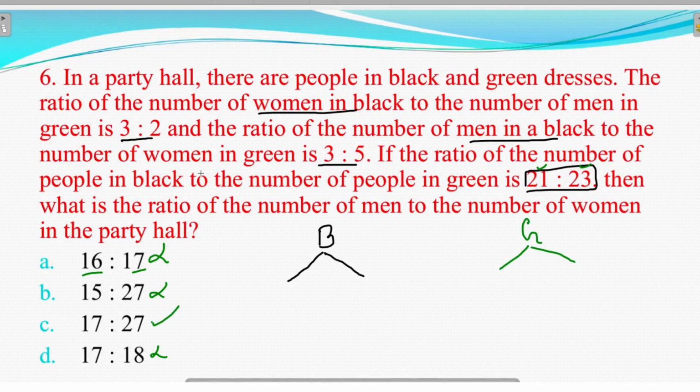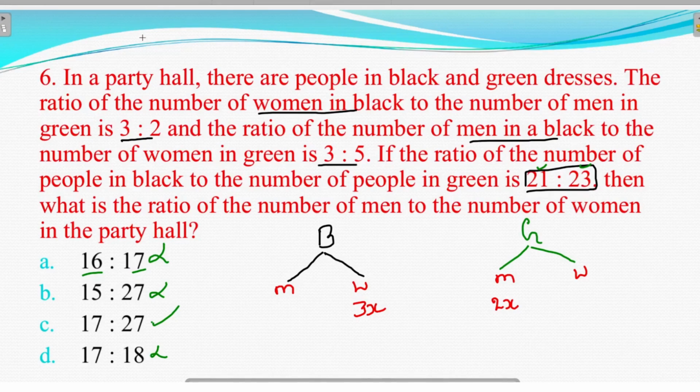is 3:2, 3x and 2x. Sorry, women, that is women. Here I'll write it: it is men, it is women, it is men, it is women. The first statement they have given: women in black will be 3x and men in green will be 2x. Fine, that is a 3x and 2x ratio.